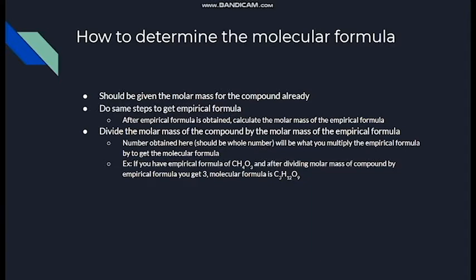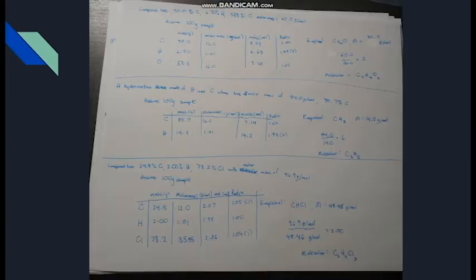So, for example, if you have an empirical formula of CH4O3, and after dividing the molar mass of the compound by the empirical formula's molar mass, you get 3, the molecular formula is going to be 3 multiplied by the empirical formula, which is going to give you C3H12O9. And I have some examples just to explain this a little bit better as well.